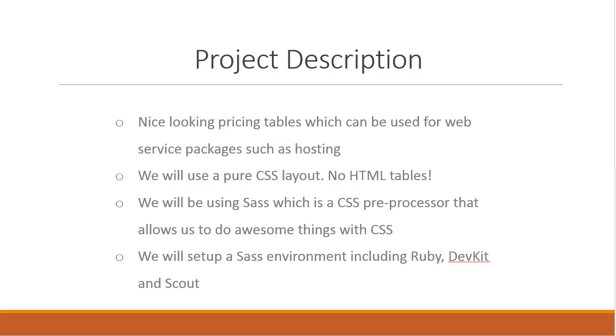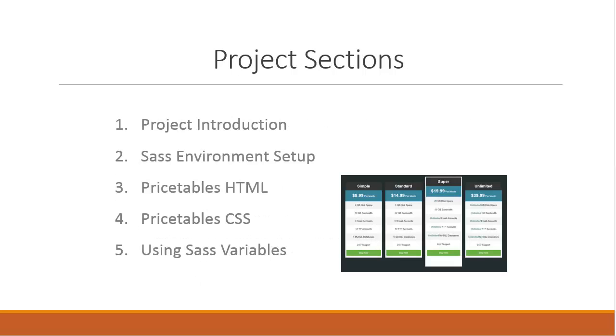So basically the project description: we're going to create some nice looking price tables, which can be used for web service packages such as hosting. We'll use a pure CSS layout, no tables. These are pricing tables, but we're not using HTML tables. Again, we'll be using SASS, which is a preprocessor that allows us to do awesome things with CSS, and we'll set up our SASS environment.